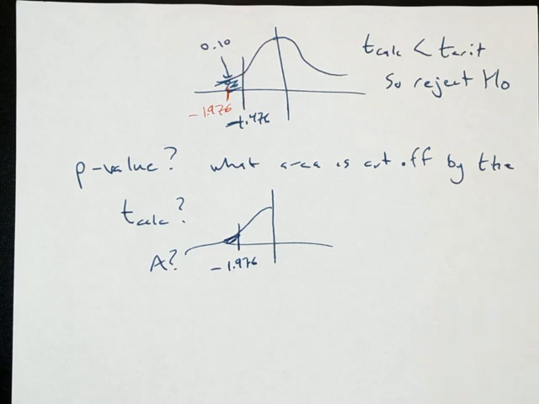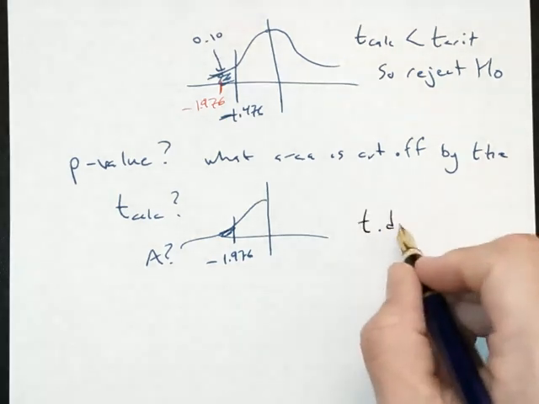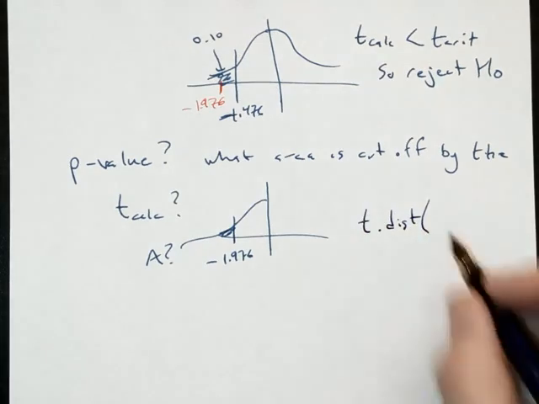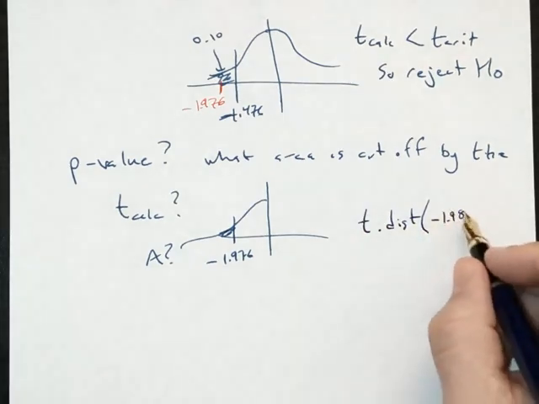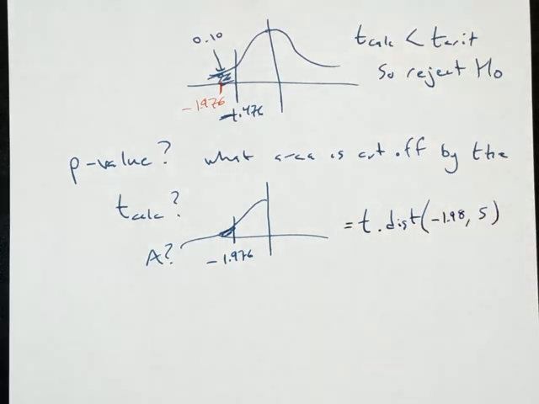What I need is to find the t distribution for negative 1.98 with 5 degrees of freedom. If you're in Excel, you can type this command in exactly like this.